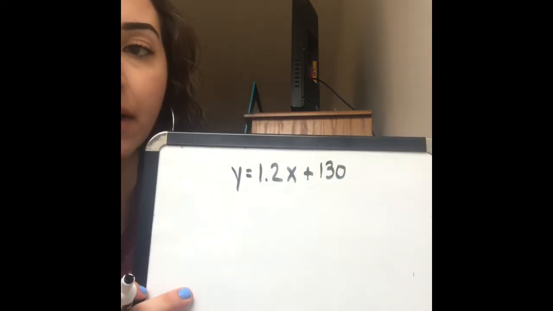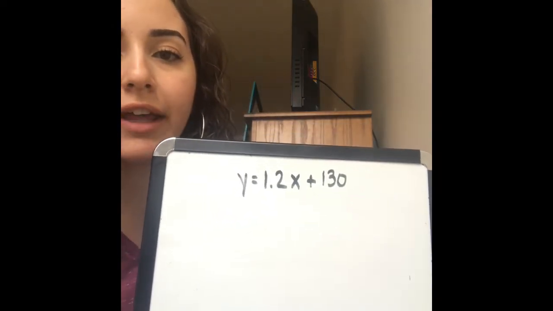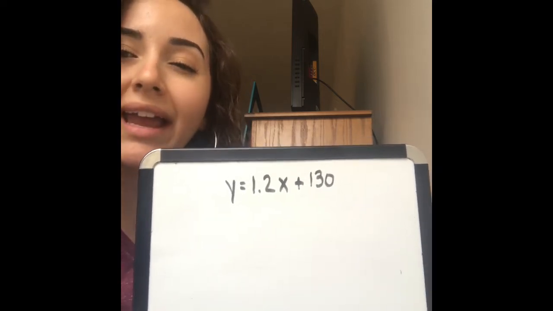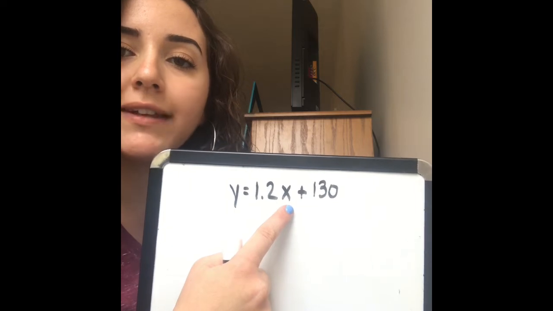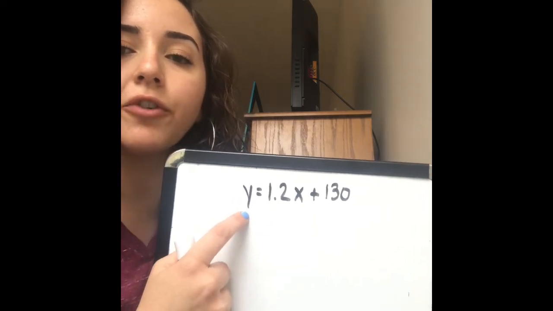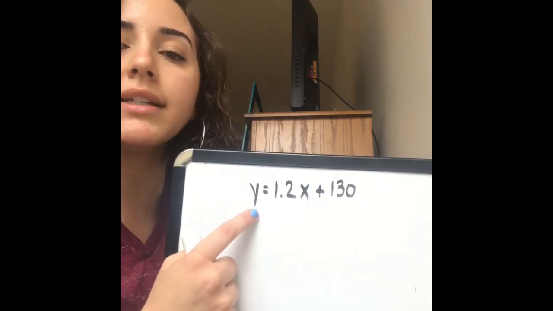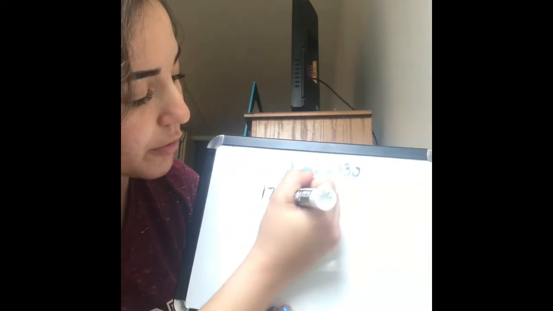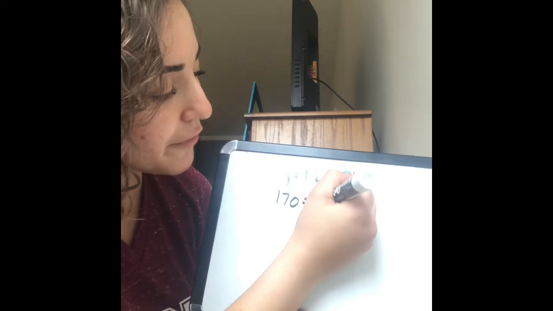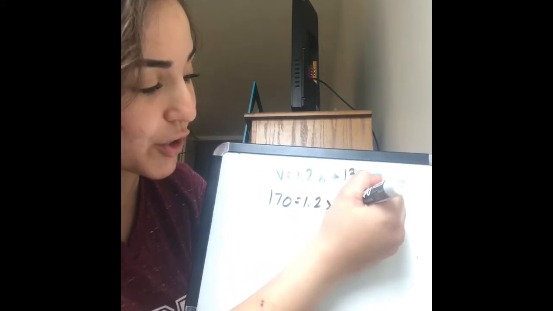Part C says, if Miss McKay comes back to school weighing 170 pounds, how many days long was the quarantine? We're still working with our same equation, but now we want to know if I came back to school and I weighed 170 pounds. Remember, x stood for the days. y stood for how much I weighed. So we're going to take 170 and plug it in for y. What do you think we're solving for? Well, if you said x, then you are correct.